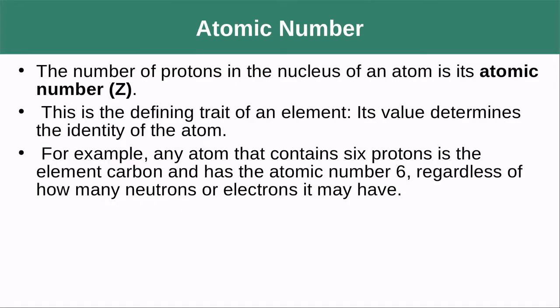Atomic number. The atomic number is the number of protons in the nucleus of an atom. This is the defining trait of an element. All atoms that have an atomic number of 6, that have 6 protons, are always going to be carbon. All atoms that have 8 protons, with an atomic number of 8, are going to be oxygen.